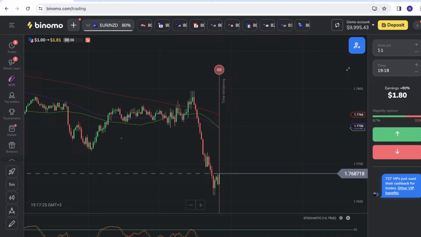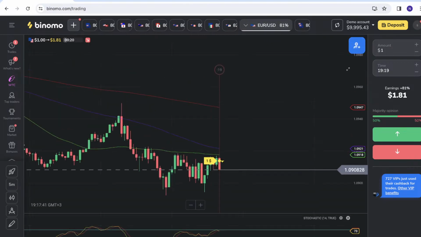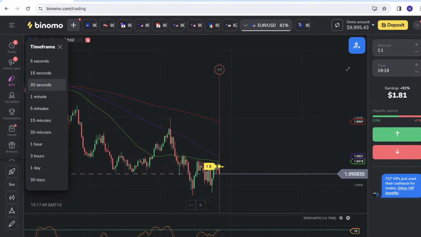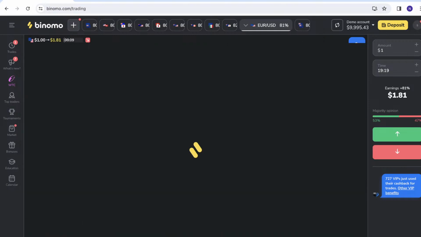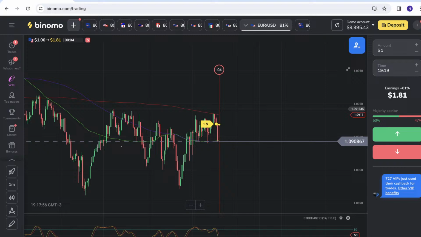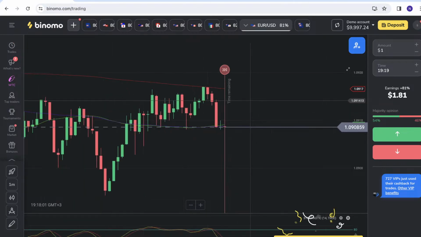The first trade was unsuccessful. Like I said, we were a little bit late to open the trade, but the second one, it goes. Let's wait a little bit more. Also we can use euro dollar, to see how it will close. I think it will be successful because we found a very good signal to open a trade. Yes, it was successful.